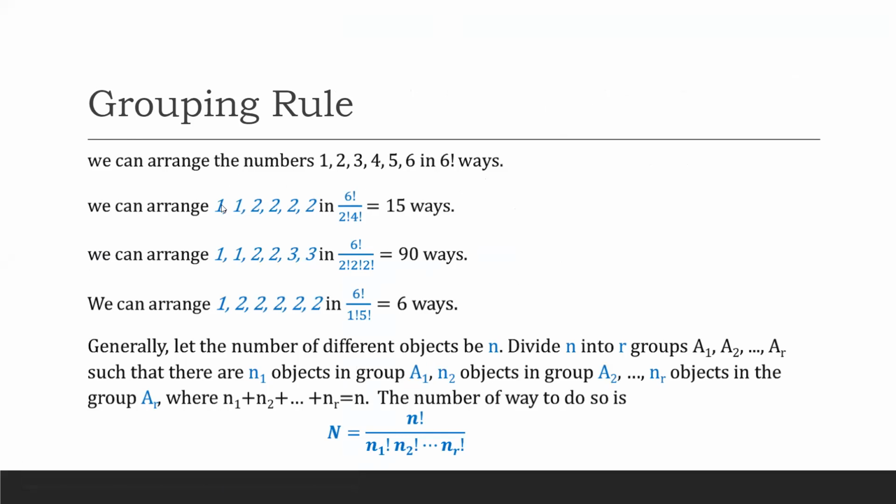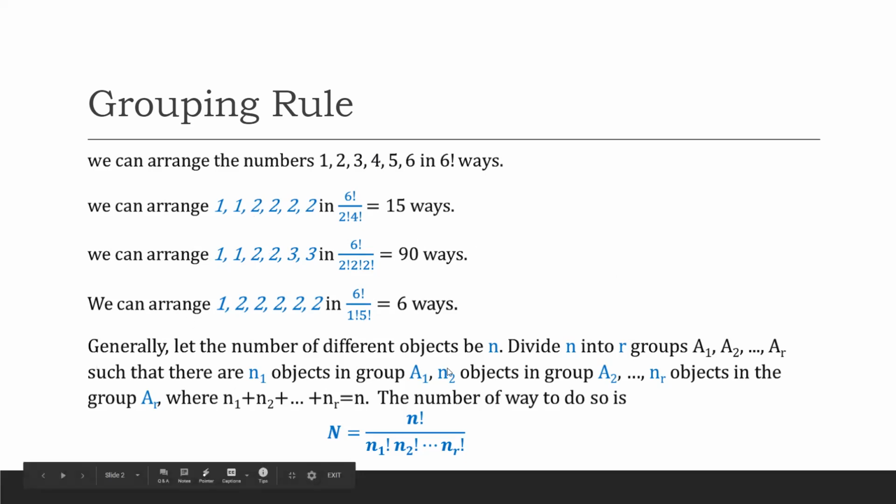But let's say we have 2 1s and 4 2s. That's also 6 factorial, but you also have to divide it by 4 factorial and 2 factorial because there are 4 2s and 2 1s. Say you have 2 1s, 2 2s, and 2 3s. It's going to be 6 factorial divided by 2 factorial 3 times. And again, if you have one 1 but 5 2s, it's 6 factorial divided by 1 factorial times 5 factorial.